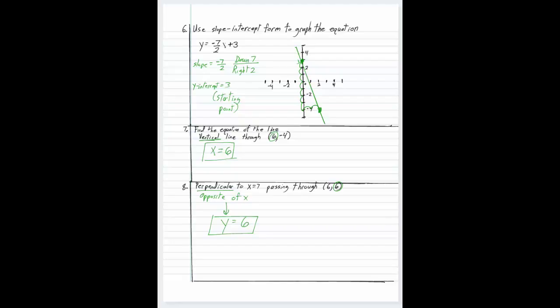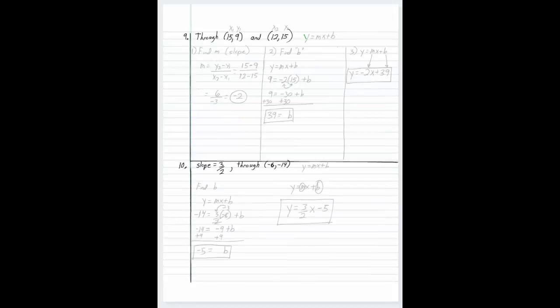Okay, number 9 is kind of long. We're given 2 points, and we'd like to find the equation of our line. And the equation of the line follows y equals mx plus b. But let's find m first. m means the slope. And that's where we're going to use y2 minus y1 over x2 minus x1.